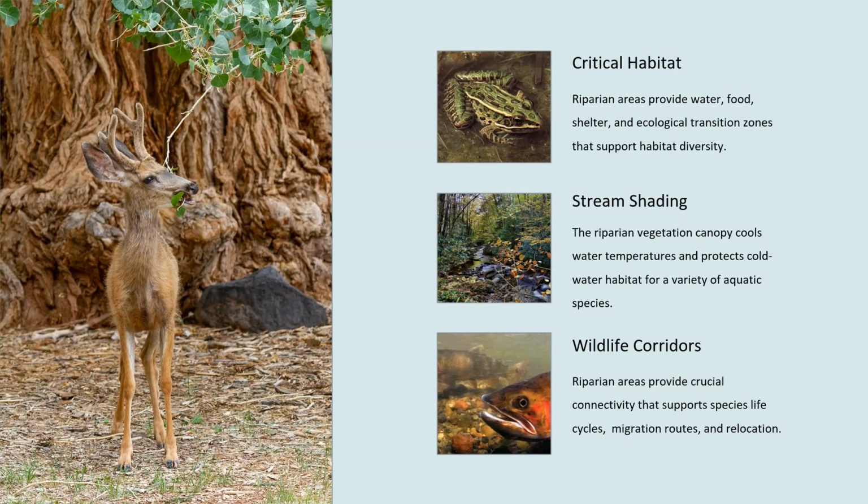And wildlife corridors. Riparian areas provide connectivity that supports species life cycles. If you think of trout and salmon, they lay eggs in one part of a river, and then they come and live in another part, and we need to have that connectivity. Fish passage is really important so that their life cycles can play out. And then migration routes for all kinds of mammals, and then the ability to relocate. So if there's a problem in an area, the animals can use the riparian area to move to a new area and establish themselves there.